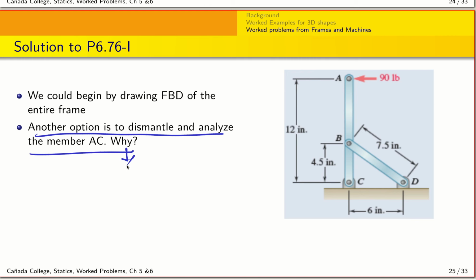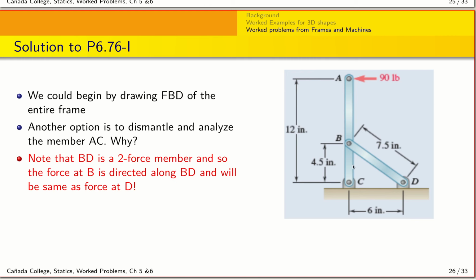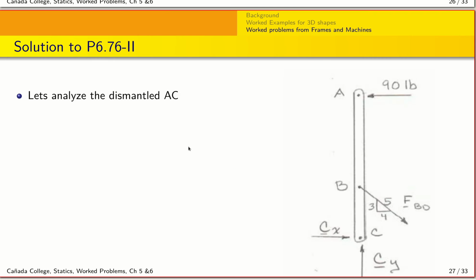And the reason I want to re-emphasize is that we know that BD is a two-force member, so we know the direction of the force that's acting on it. Unlike normal three-force members, where the force at one of the locations is unknown in both magnitude and direction, in this case, because BD is a two-force member, we know the direction of the force, so we can directly go and dismantle this frame and look at AC, right? And so this is what our free body diagram looks like.